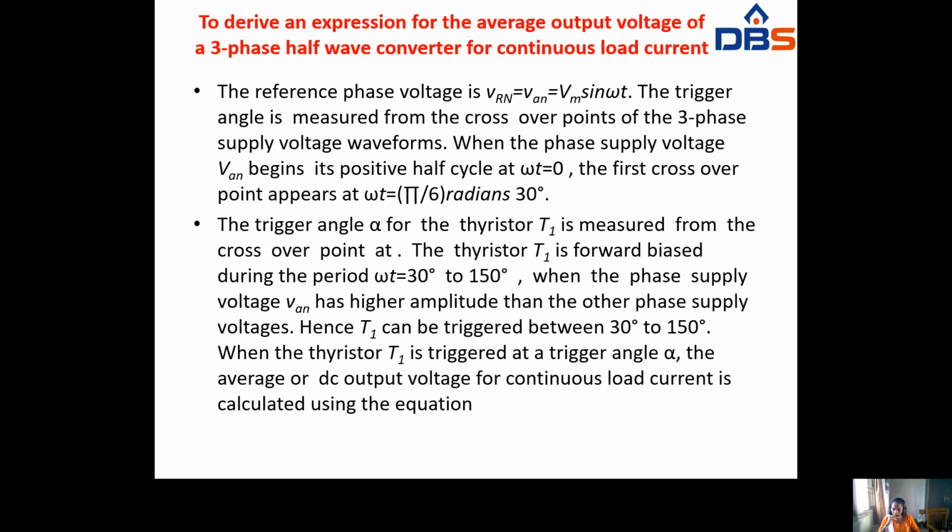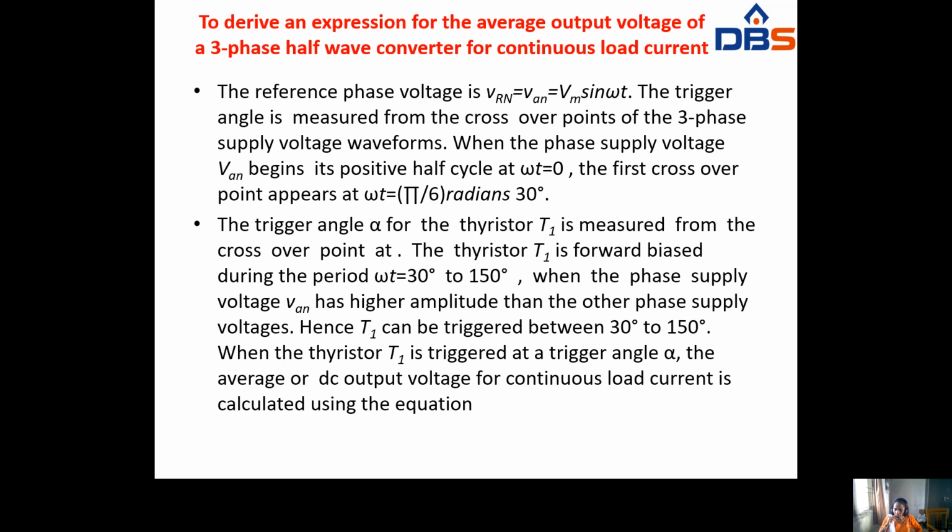When the phase supply voltage VAN begins its positive half cycle at omega t equal to 0, the first crossover point appears at omega t equal to pi by 6 radians, that is 30 degrees. So the trigger angle alpha for thyristor T1 is measured from this crossover point. Thyristor T1 is forward biased during the period omega t equal to 30 degrees to 150 degrees, when the phase supply voltage VAN has a higher amplitude than the other phase supply voltages. Hence T1 can be triggered between 30 degrees and 150 degrees.